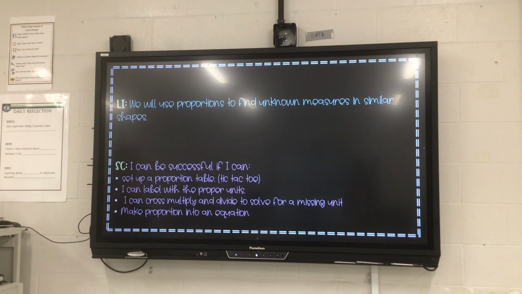So we can use proportions to find unknown measures in similar shapes. It can be successful if you can set up a proportion table, which is the tic-tac-toe board. I can label with proper units. I can cross multiply and divide to solve for a missing unit and make proportions into an equation.